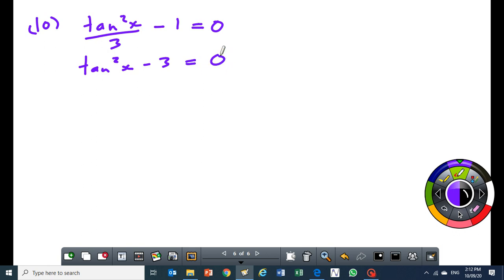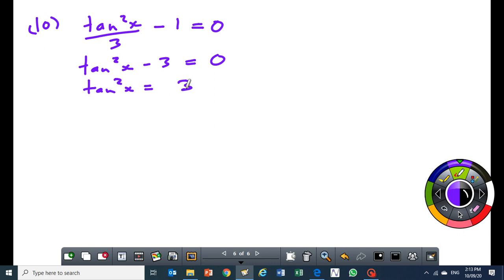Or you can take the minus 1 first to the right, then you cross multiply, you can get the next equation, which I'm gonna write. I hope you're all okay here. Then from here you get tan squared x is equal to 3.